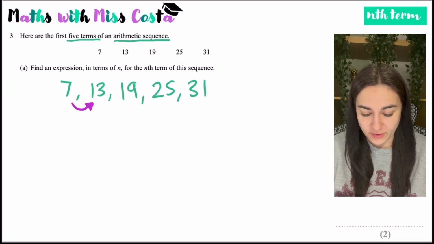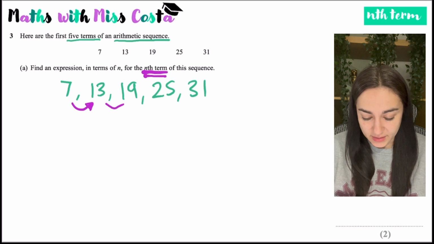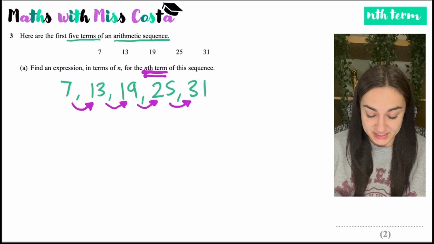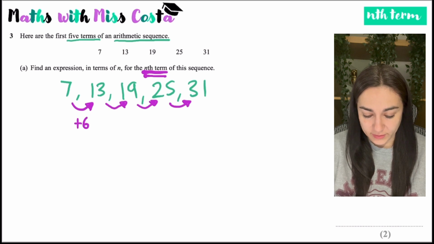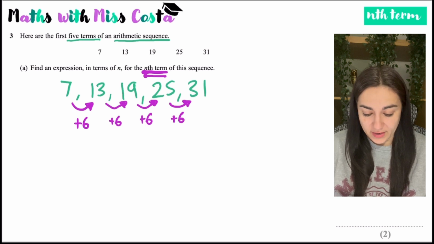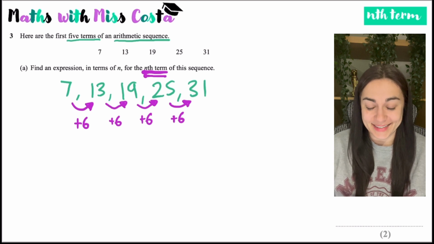So what we do when the question is asking you to find the nth term of the sequence, which just means the rule that allows me to find any term. The first step is I look for what is happening between each term. So how do I get from 7 to 13? I add on 6. Is that the same case for the next term? 13 to 19? Yep, 19 to 25 and 25 to 31. So I know that each time I go to a next term, I'm adding 6.